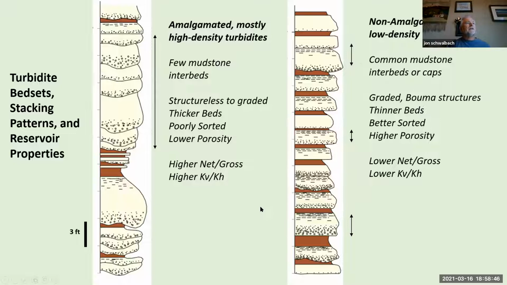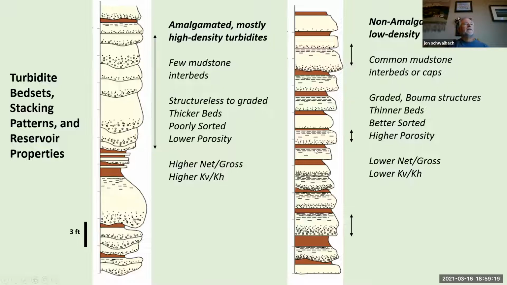And it turns out these are really important distinctions in terms of what the reservoir quality is of these sands, of these reservoir rocks. These amalgamated sands, what we're going to call high density turbidites, we'll talk about in a minute. But again, fewer mudstone interbeds, essentially structureless to graded, thick beds, poorly sorted. Turns out they're going to have lower porosity, but in terms of reservoir, they're going to have higher net to gross and a higher vertical perm relative to their horizontal perm.